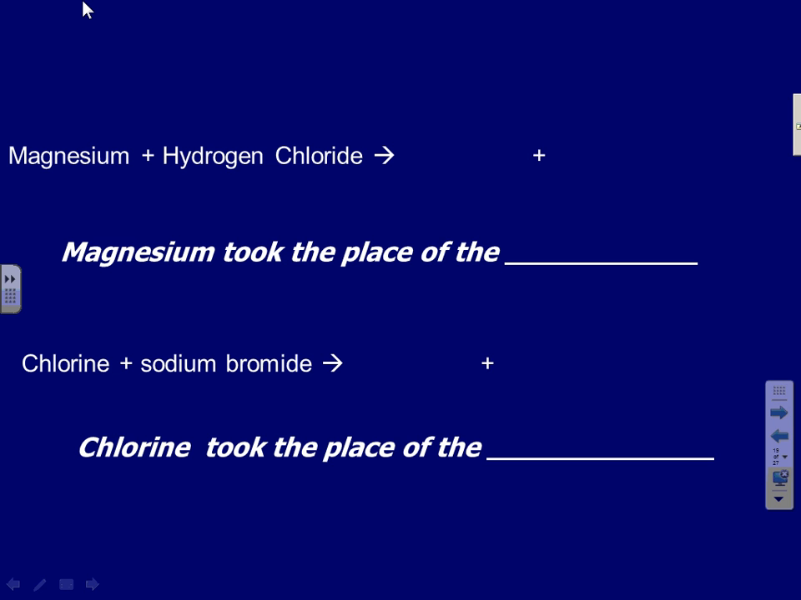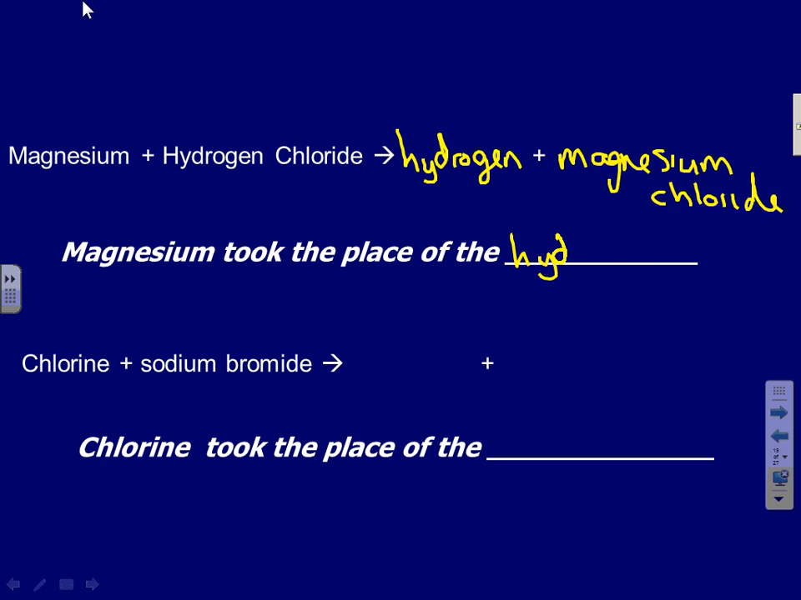Magnesium and hydrogen chloride. What are we going to get? What's going to go by itself? And what's going to be the new compound? Ashley, what do you got? Magnesium and hydrogen chloride, what's going to be? Hydrogen and magnesium chloride, excellent. So what did magnesium take the place of? Hydrogen. Magnesium displaced the hydrogen.